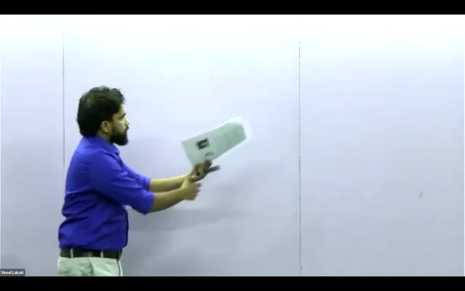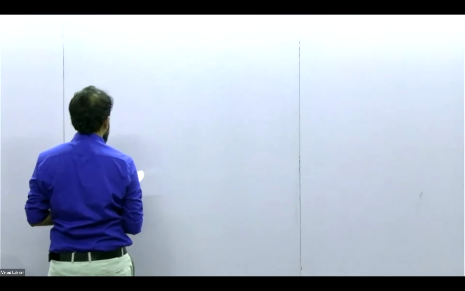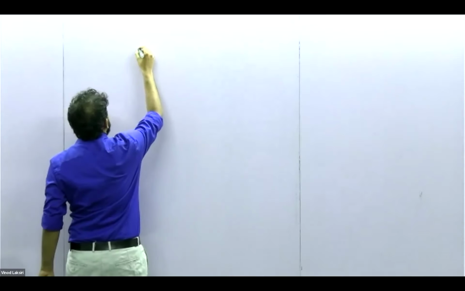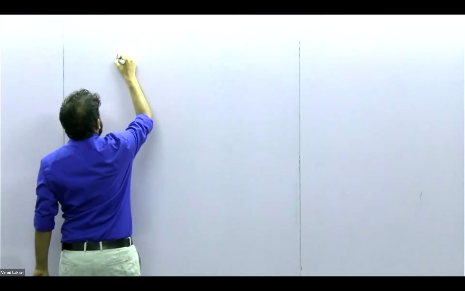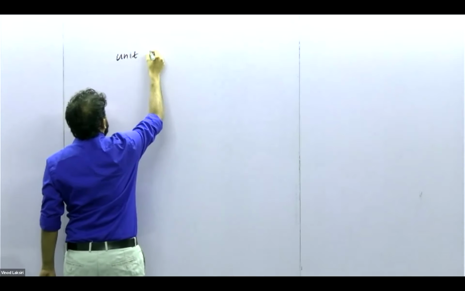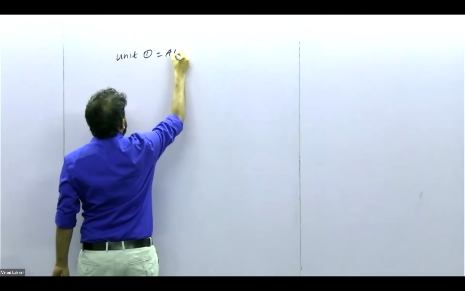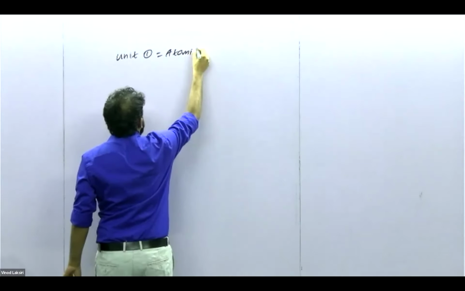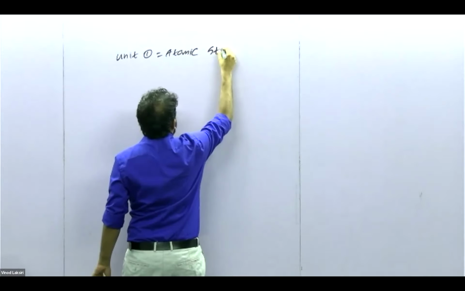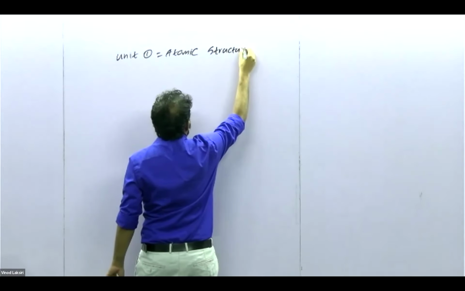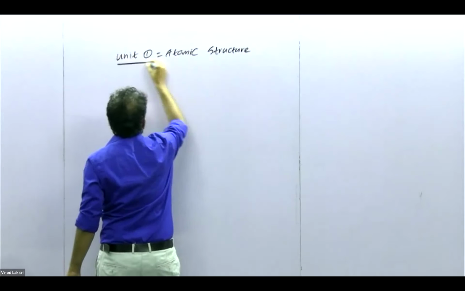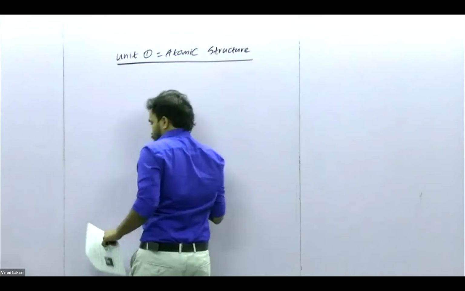Right. So then I will start the first unit, atomic structure. Write down unit 1, atomic structure.